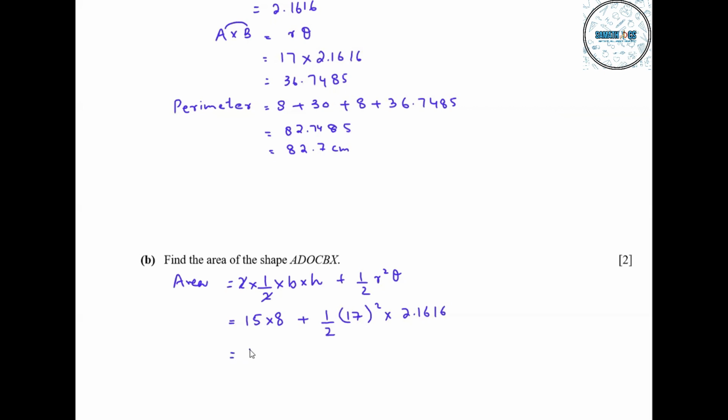Now it will be 120 and it is 312.3512. So we have 432.3512, and if we round it off to three significant figures, it will be 432 centimeters square.